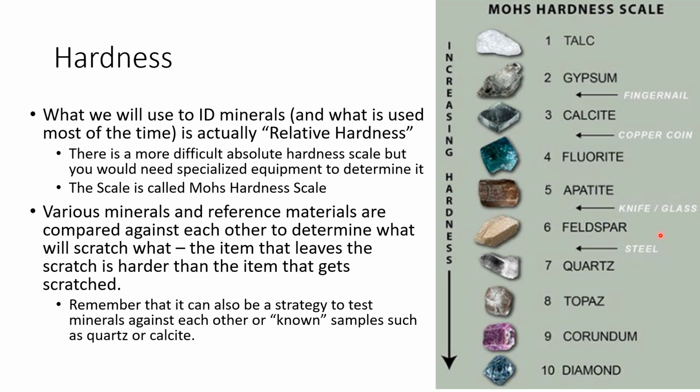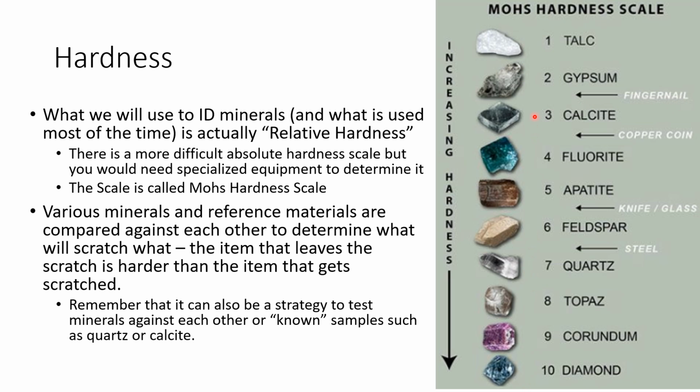A file is likely to be 6.5, but most glass, like a knife, is going to be in between 5 and 6. A really good knife, like a Swiss, is likely to be 5.5, whereas most blades are going to be 5.2, 5.3. Copper is another good diagnostic, and your fingernail is a good diagnostic as well.